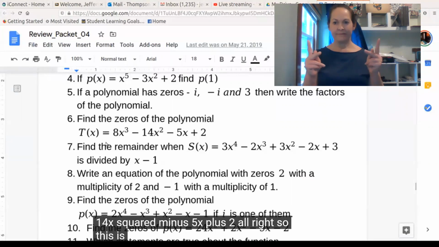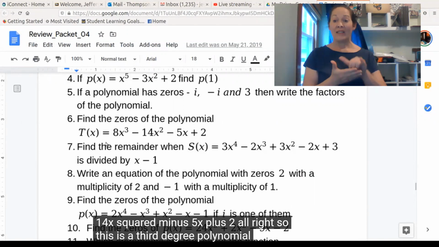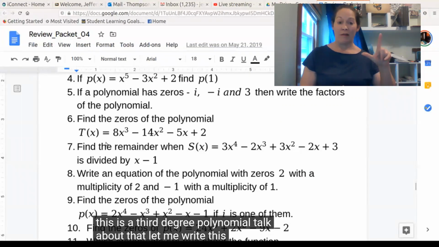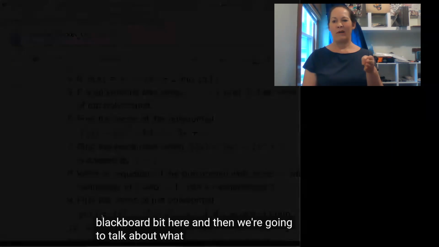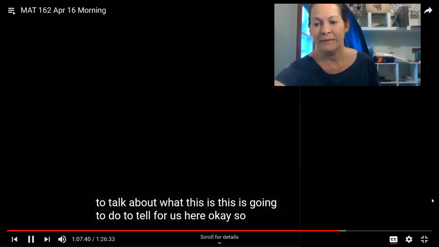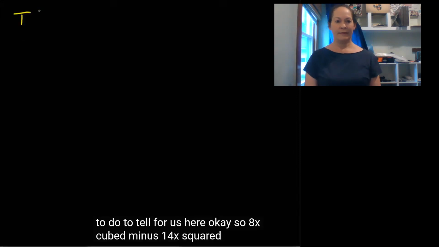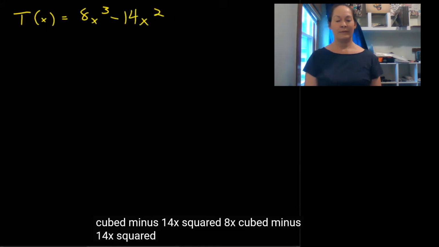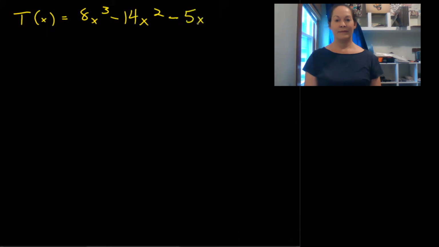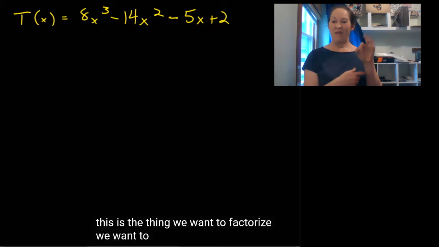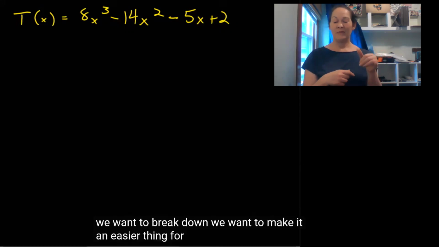All right, so this is a 3rd degree polynomial. We're going to talk about that. So let me write this on the blackboard here, and we're going to talk about what this is going to tell for us here. So 8x cubed minus 14x squared minus 5x plus 2. This is the thing we want to factorize, we want to break down, we want to make it an easier thing for us to solve.